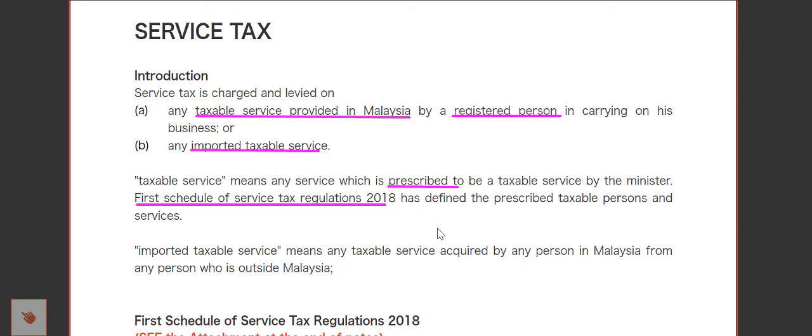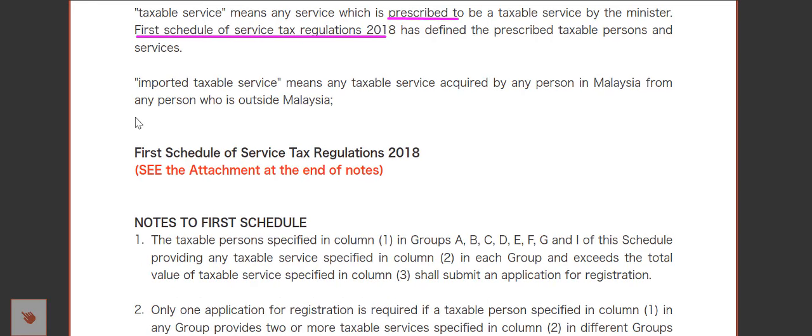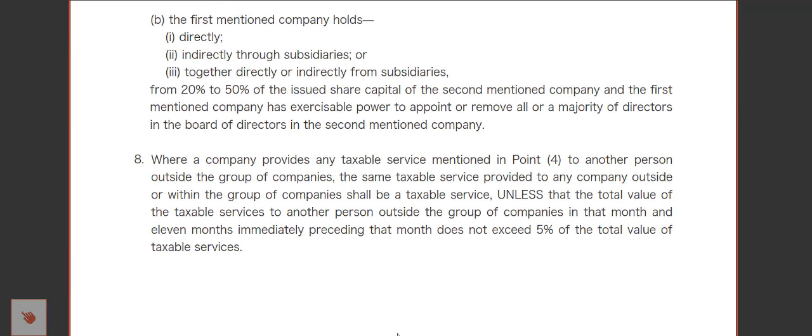You're in Malaysia, but you take the service from outside. Okay, now I will need to run through with you the first schedule so that you understand who are taxable persons and what kind of taxable services there are.